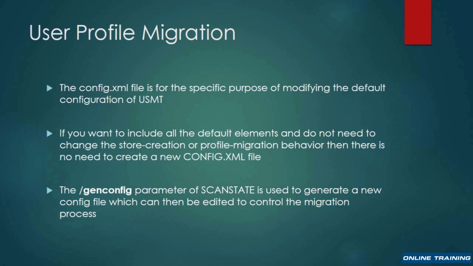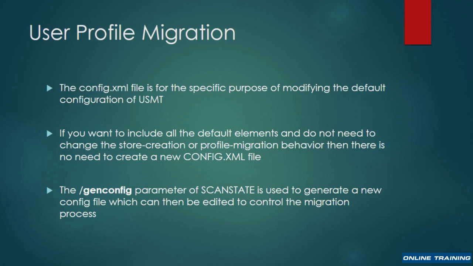That config file is a very important file. It's the file that is used to provide a high level of customization for the user state migration tool. You can use it specifically to modify the default configuration. If you want to include all of the default elements and you don't need to change, say, where the store is being created or profile migration behavior, then there's no reason to create a new config file. You can just use the existing one.